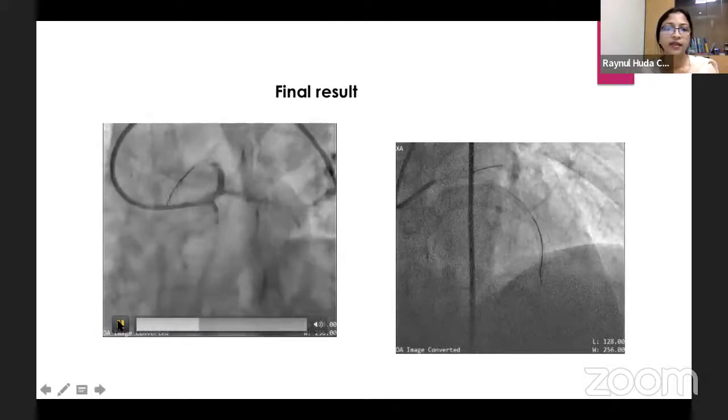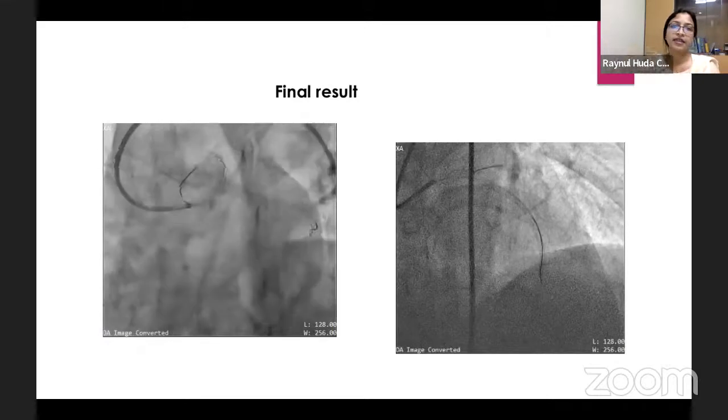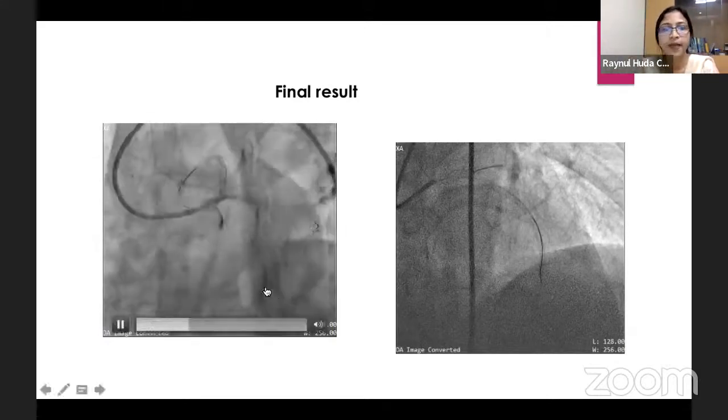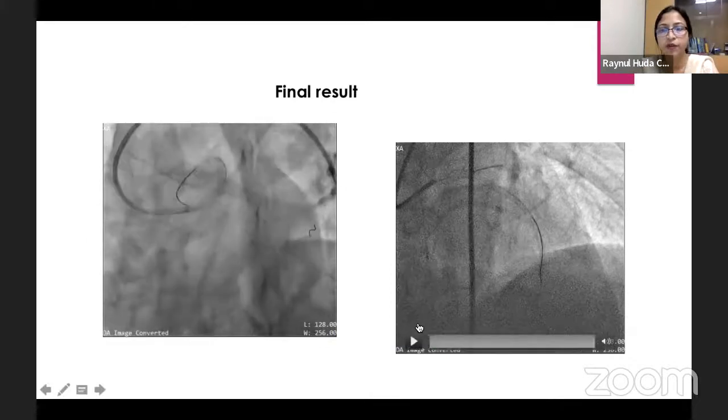Then again did second kissing. Unfortunately the picture is not here. And again did re-POT with a 4 into 8 millimeter balloon at high pressure.